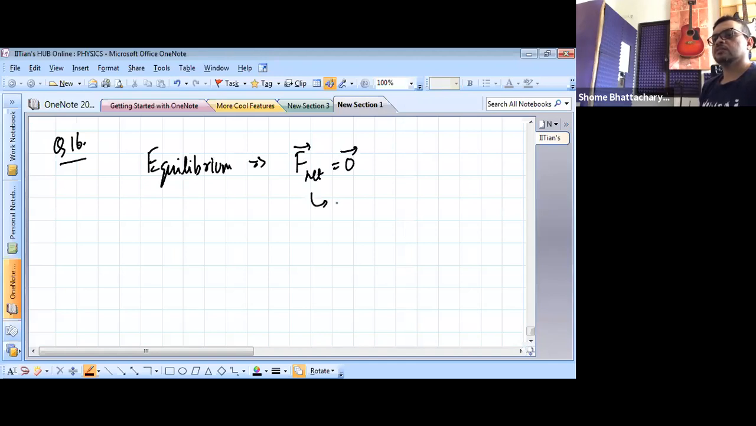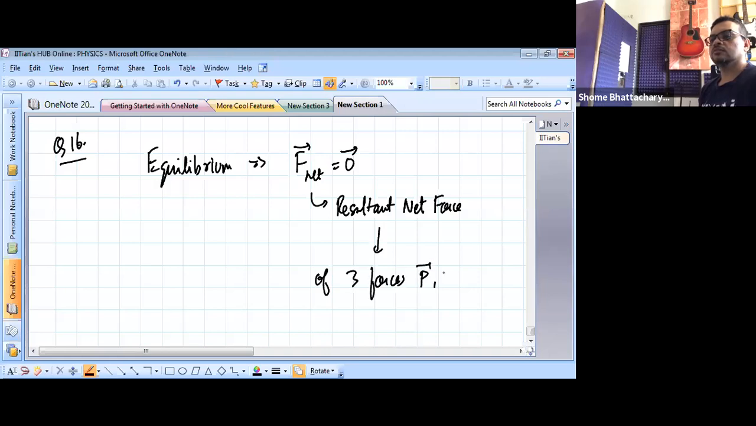That is, the resultant net force, that quantity is equal to zero. That is the meaning of equilibrium. Now the resultant net force of what? Of, in this case, three forces P, Q and R is zero. So that means P plus Q plus R का vector sum कितना है? Zero.